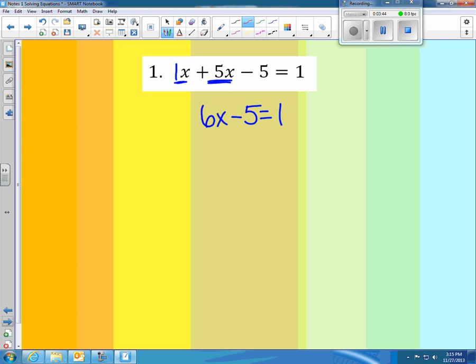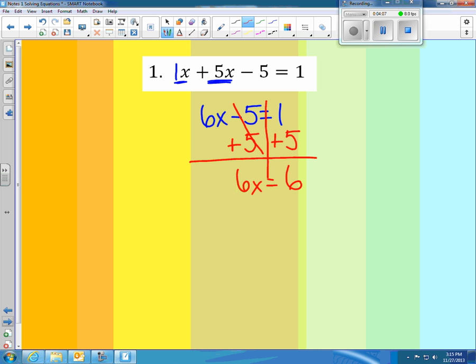So we're going to move this negative 5. We're going to move it to the other side of the equal sign. Because we're moving it to the other side of the equal sign, we're thinking we're doing the opposite to it. So if it's a negative 5, I'm going to add 5. And if I do it to one side of the equal sign, I need to do it to the other side. So now, those are going to cancel, and we have 6x equals 6.